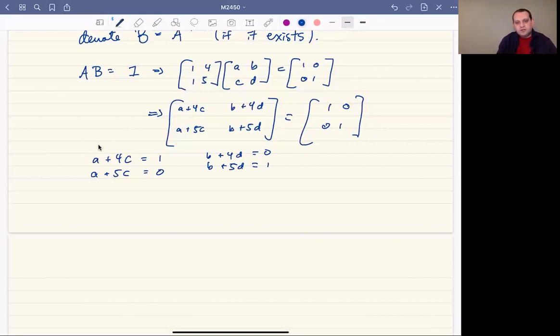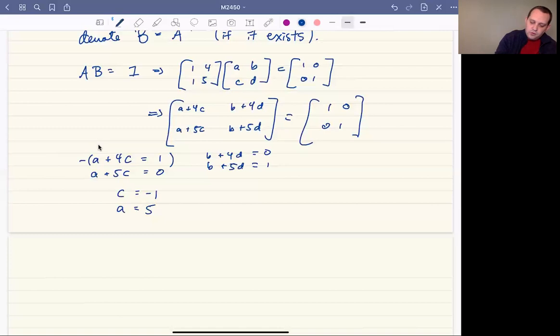Because this matrix works out so nicely, I'm just going to solve this algebraically, not using any linear algebra methods. If we subtract the top equation from the bottom equation here, looking at these 2 equations, we're going to end up with c is negative 1. And if c is negative 1, that means a is going to be 5. Let's just check that that's a solution. 5 minus 4 is 1, and 5 minus 5 is 0, so that's perfect.